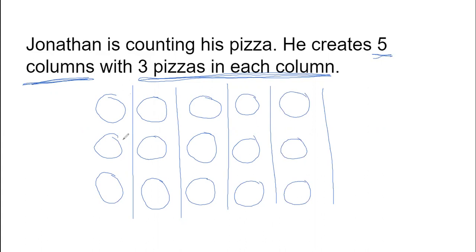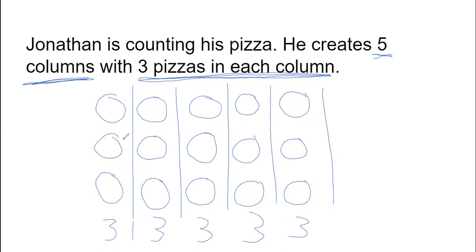And then I double check that I see that I have 5 columns and I have 3 in each column. We want to make sure we didn't add any extra circles. So now that I see my array, I can describe this array with an equation using the columns. So I can label my columns 3, 3, 3, 3, 3.